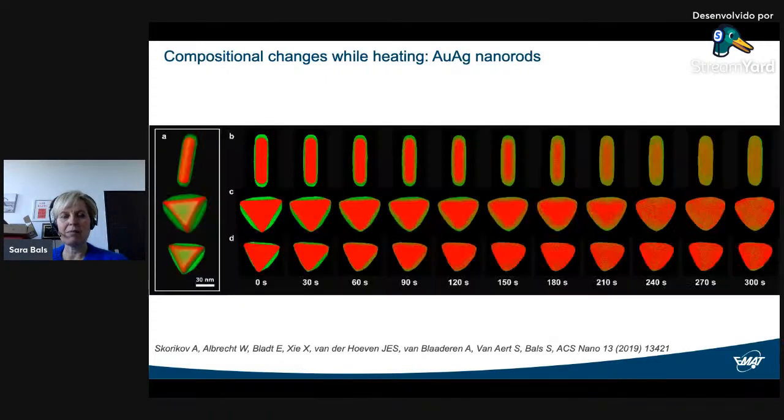And then if we compare the different systems, you see that alloying for the core shell nanorod and the symmetric core shell nanotriangle is more or less the same. However, the asymmetric nanotriangle starts to alloy much faster, and that can be due to the slight asymmetry or to the slight change in composition. But it is a motivation to perform these investigations really at a single particle level rather than using ensemble techniques.